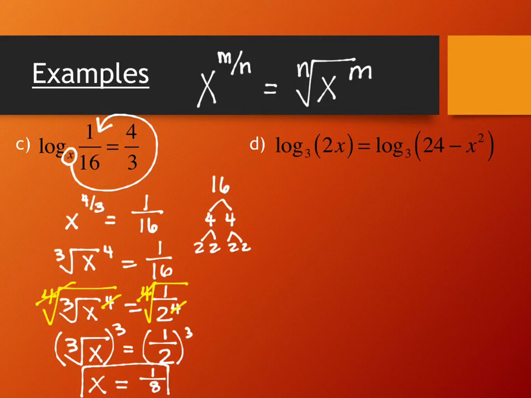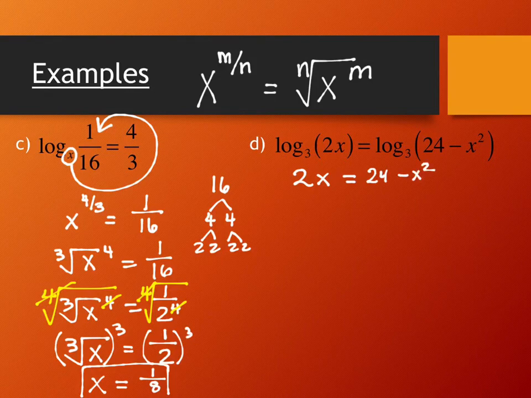Okay, so do you remember back in section 4.1, our goal was always to get the same bases on the sides and then to ignore them? Remember that? Okay. Well, if I have the case, like I do here, where I have the logs on both sides with stuff inside of them, I can also ignore the logs. They don't cancel, but they can be ignored, which means what I really need is my interiors to equal. The 2x must equal 24 minus x squared.